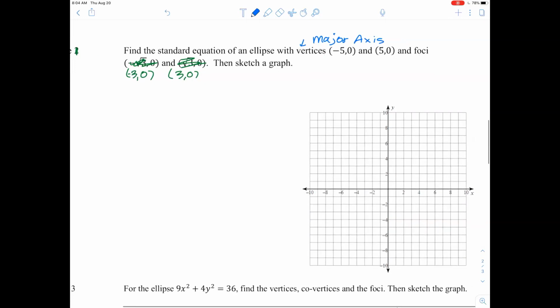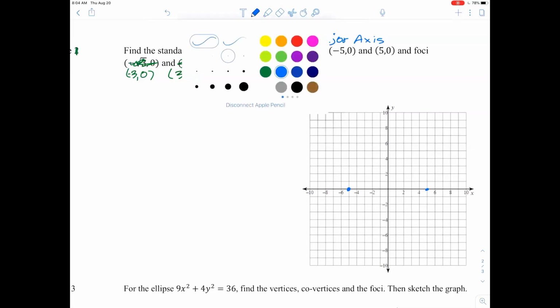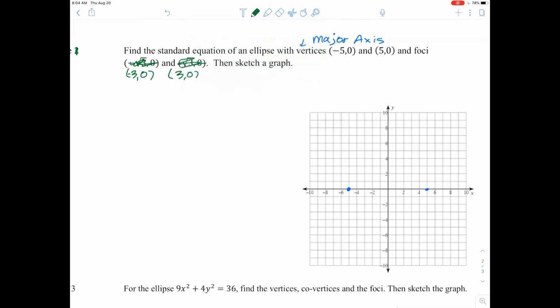So I just like to go ahead and graph. So if the vertices are at (-5, 0) and (5, 0), so that's my major axis here. And the foci, you'll notice, are also at (-3, 0) and (3, 0). Those are both on the major axis. So let's go ahead and look at a couple things.